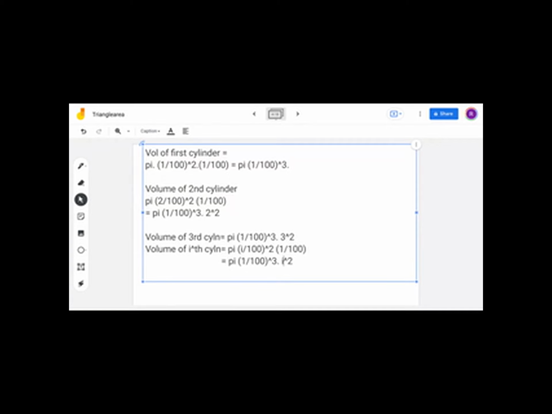So the first one is pi times 1 by 100 cubed. The second one is the same thing times 2 squared. The third one is the same thing times 3 squared. The ith one is the same thing times i squared. And i is going from 1 through 100. Now tell me what will happen if I add up all these volumes.